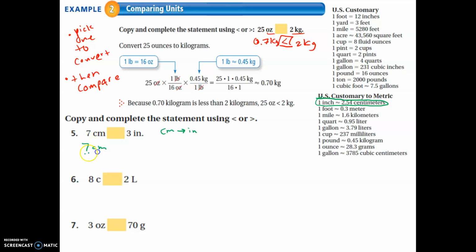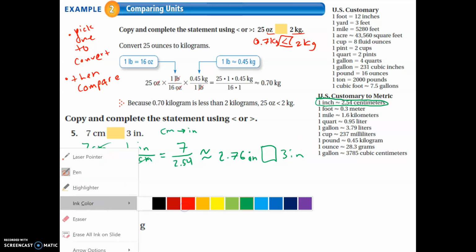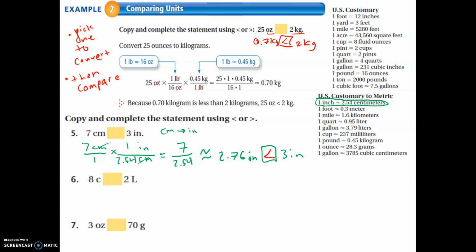So 7 centimeters over 1. We always put that given information over 1. And then we have inches and centimeters, so the centimeters is going to go, 2.54 on the bottom. What do you know about this one already? We know this one's going to be a division problem. So 7 divided by 2.54. We'll use a calculator for that one. It's approximately 2.76 inches. And we want to compare that to 3 inches, and we see 2.76 is less than. Okay.